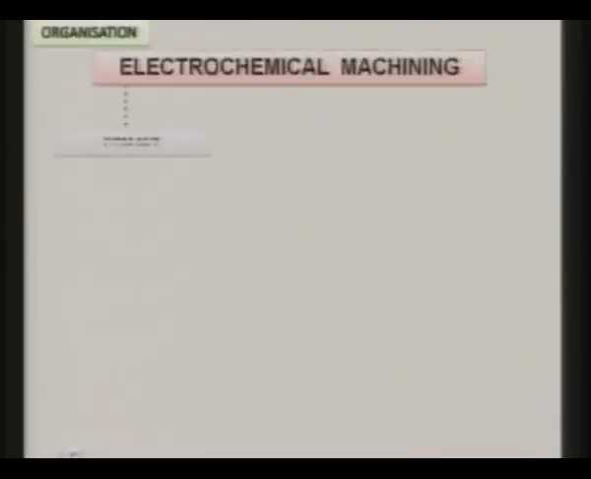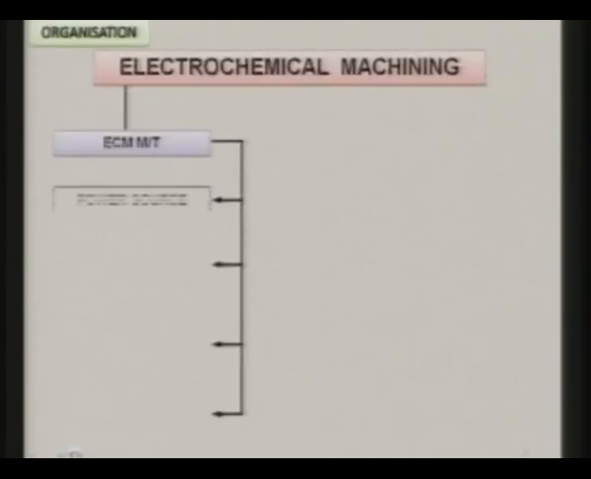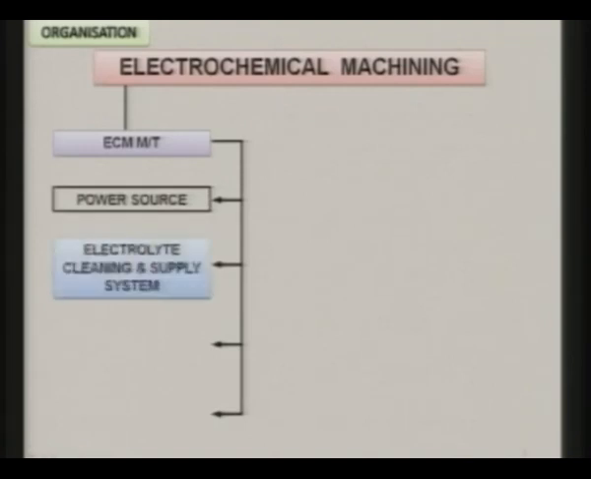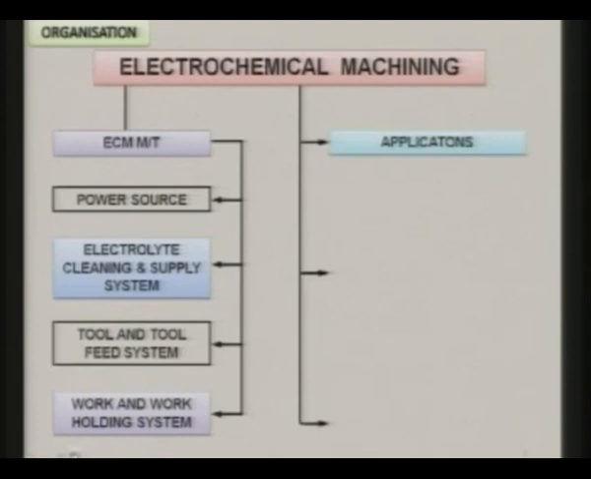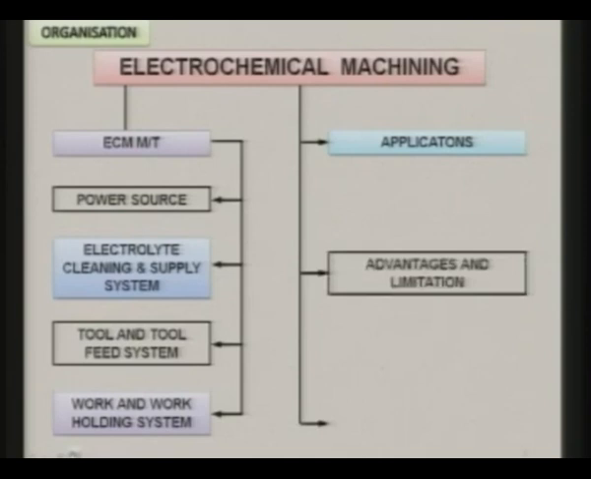Organization of the talk will be as follows. I will show you the electrochemical machining machine tool, which consists of various elements, namely power source, electrolyte cleaning and supply system, tool and tool feed system, work and work holding system. I will also show some applications of electrochemical machining, advantages and limitations, and the properties of the electrochemically machined components. Is there any change in the properties of the machined component or not?